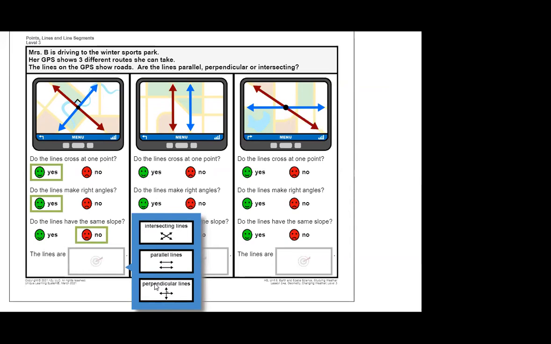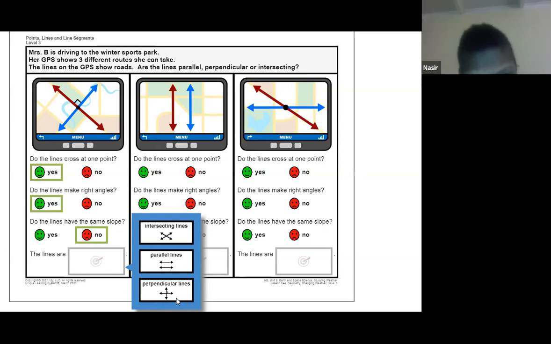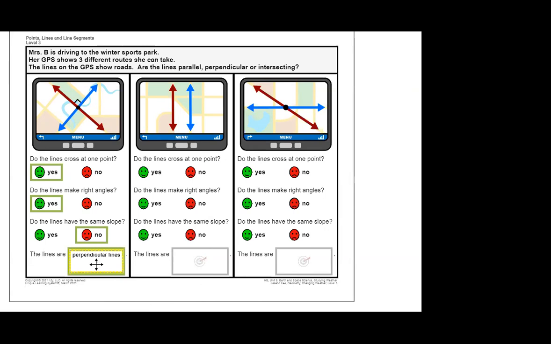Intersecting? What do you think? Intersecting lines don't always make right angles. This one made a right angle. So would that be intersecting or perpendicular? Perpendicular lines always make right angles. Perpendicular. Perpendicular lines, very good. All right, so our next picture.